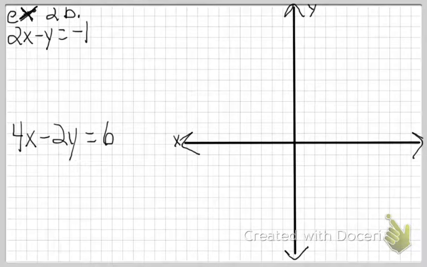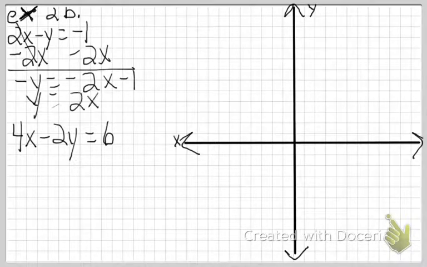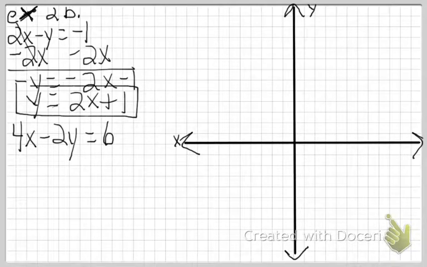Example 2b, the two equations are 2x minus y is equal to negative 1, and 4x minus 2y is equal to 6. We have to solve each equation for y. So the first equation, we're going to subtract 2x, get negative y is equal to negative 2x minus 1. Now remember, when you divide everything by a negative 1, it changes the sign. So that's y is equal to positive 2x plus 1. That is the first equation solved for y.